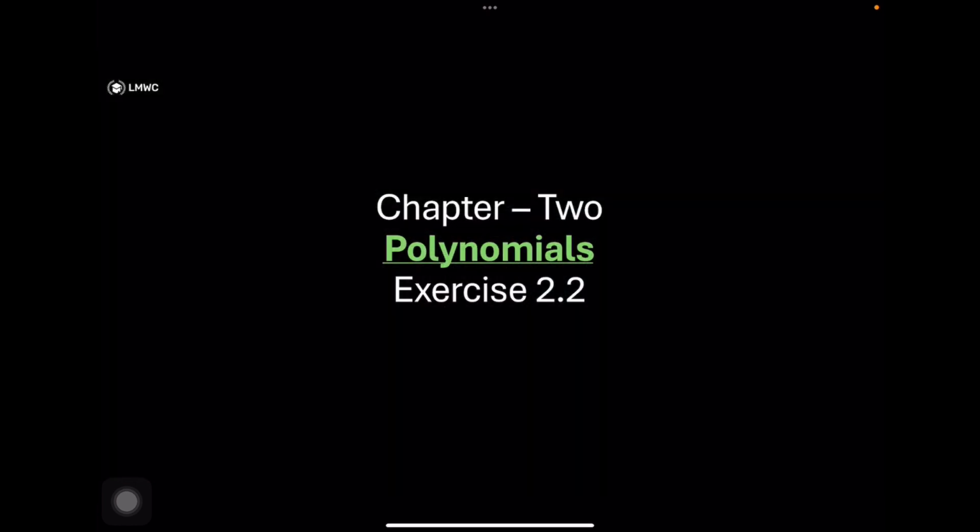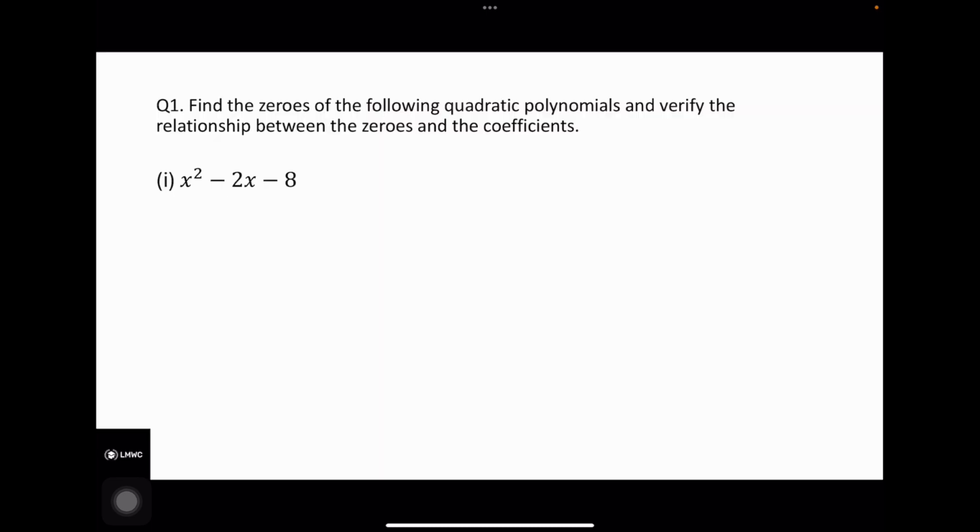Hello everyone. So today we are going to start exercise 2.2 of the polynomial chapter. Find the zeros of the following quadratic polynomials and verify the relationship between the zeros and the coefficients. So this question says that we have to find the zeros, and after finding the zeros, we have to verify the relationship between the zeros and the coefficients.